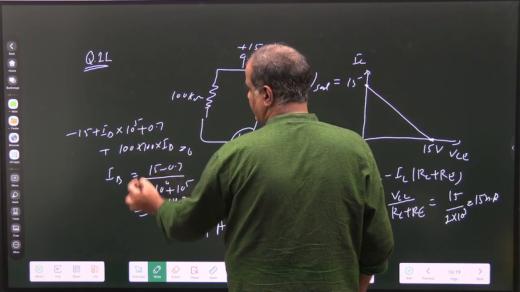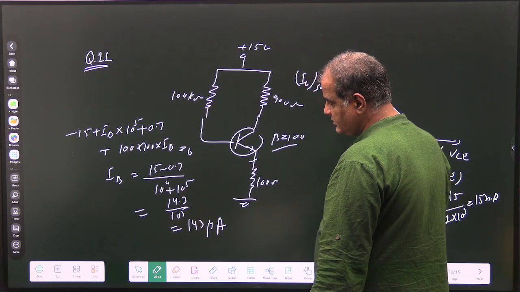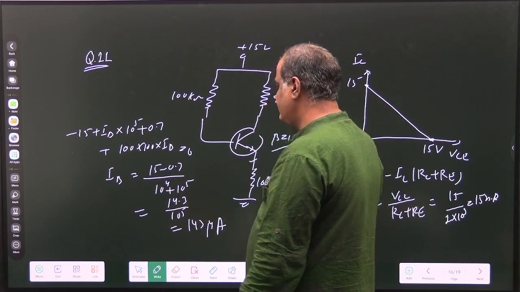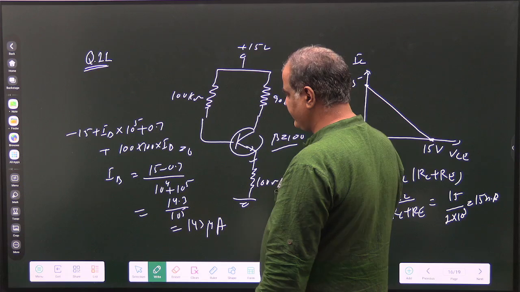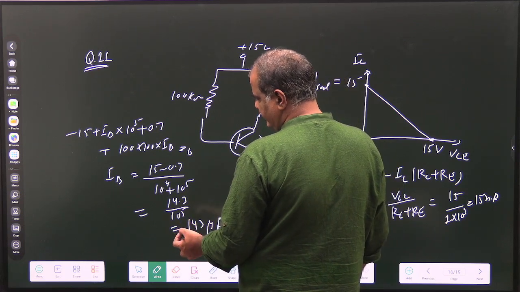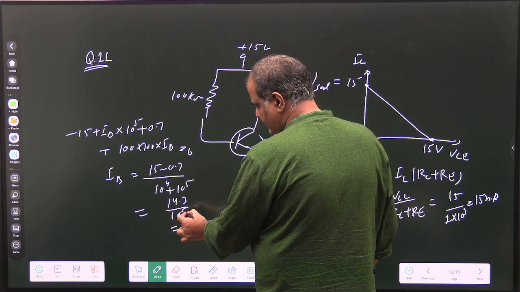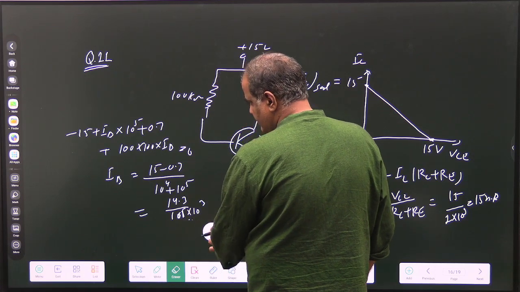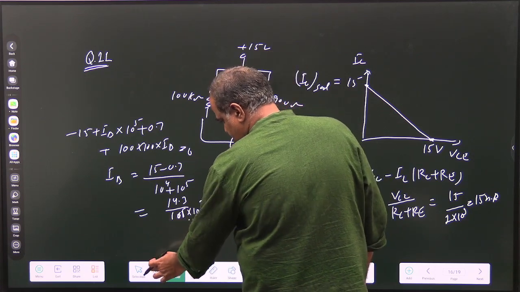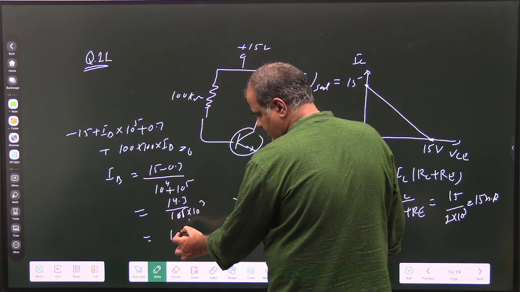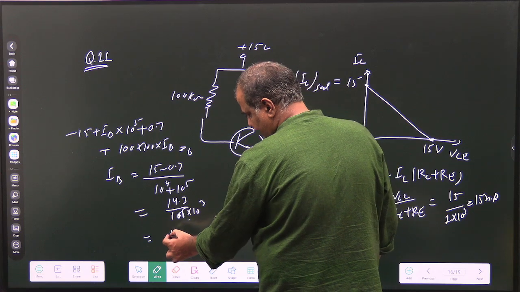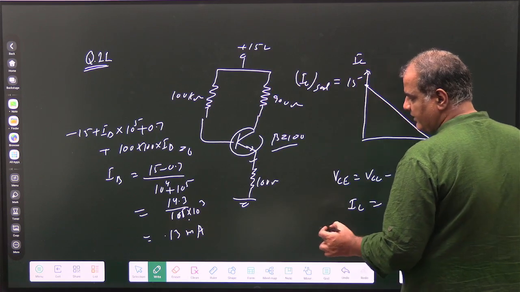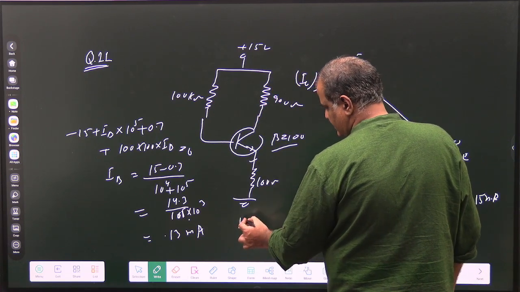Sir, what is that you divided below, 10 to the power 4 plus 10 to the power 5? How much will it come? It is 110 times 10 to the power 3. Then how much will come? 1.3, 113 milliamps. So 100 multiplied to 13 milliampere. Okay, fine.